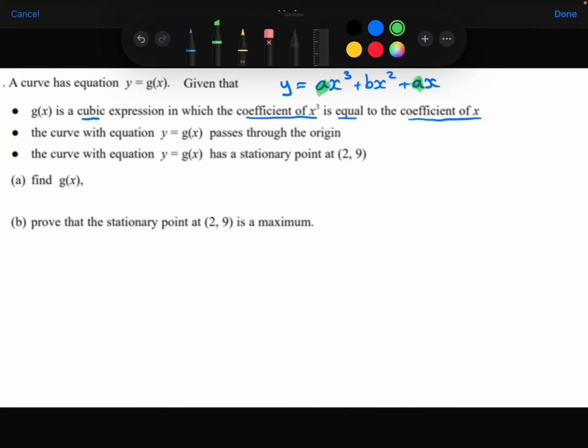So I'm going to make both of those a. I don't know much about the b yet. Now, to begin with, I'm going to assume there is a plus c. But this next sentence here tells me that actually the curve passes through the origin, which is telling me that that plus c is going to be 0.